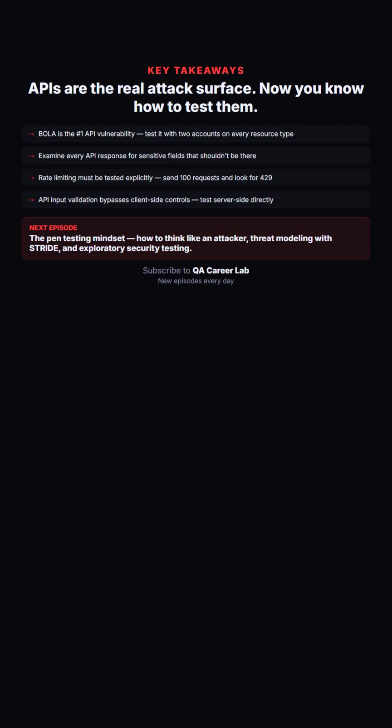Excessive data exposure occurs when APIs return more data than clients need. Examine responses carefully and assert that sensitive fields are not present. Rate limiting must be tested explicitly. Send high volumes of requests and verify that the API returns 429 responses and enforces limits.